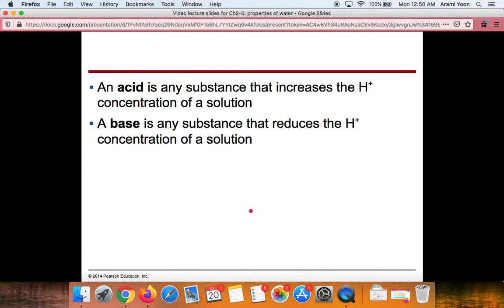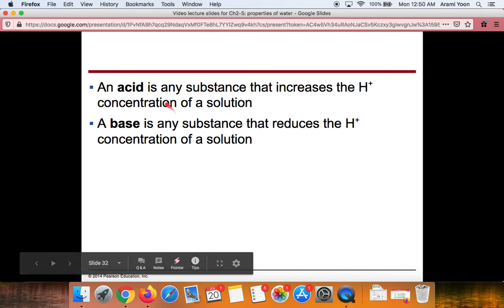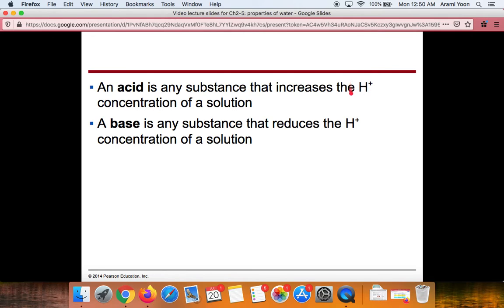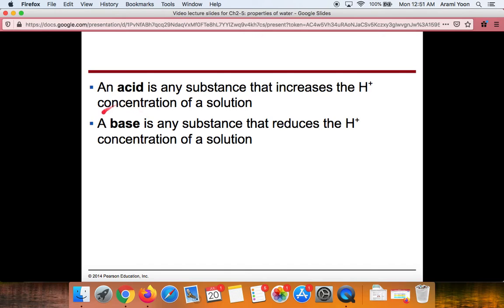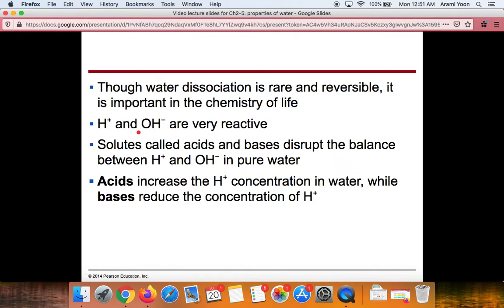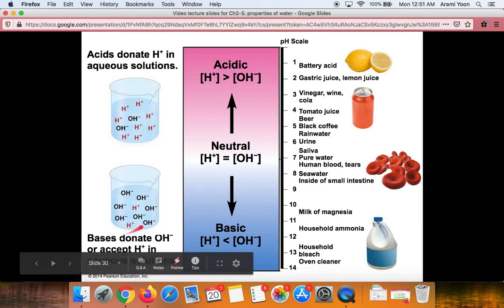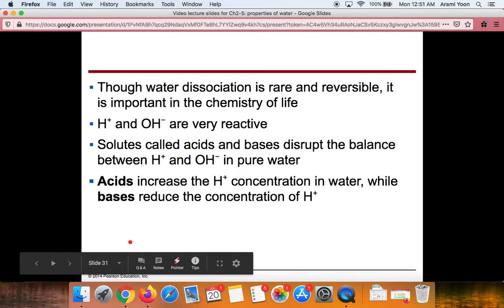I skipped a step. You should know the definition of an acid and a base. An acid is any substance that increases the hydrogen ion concentration in a solution. So if you have an acid, you're going to have more hydrogen ions in solution. A base is any substance that reduces the hydrogen ion concentration in solution. And so a base will cause there to be a lower hydrogen ion concentration in solution.